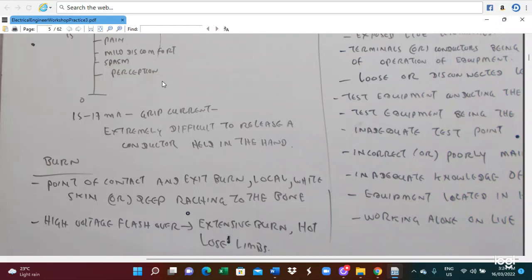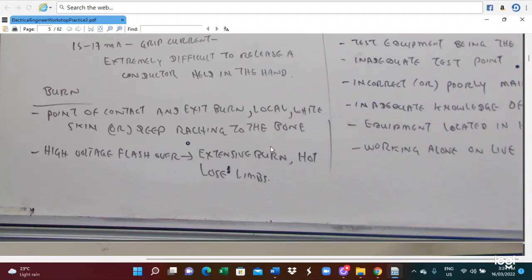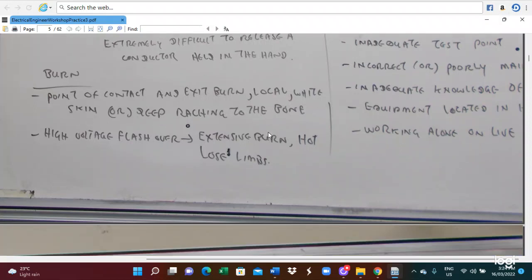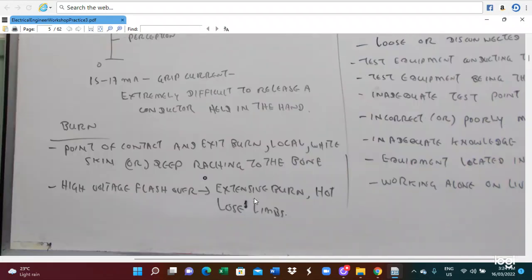At 15 to 17 milliamperes is the grip current. In this case, it is extremely difficult to release a conductor held in the hand. Even a low electrical current passing through can cause burning of the body at the point of contact. Electrical burns, acid burns, local white skin, and deep burns reaching the bone can happen. High voltage flashovers cause very extensive burning.